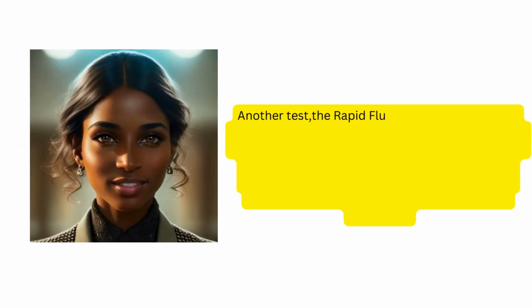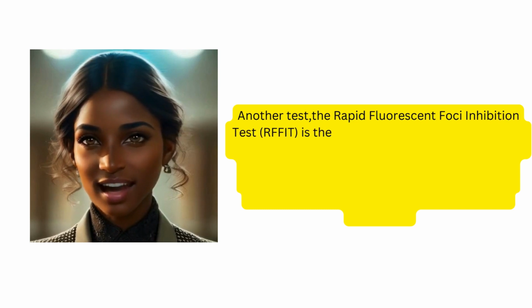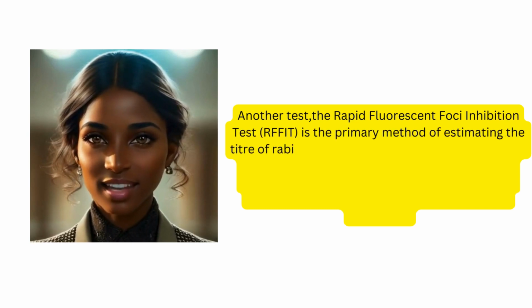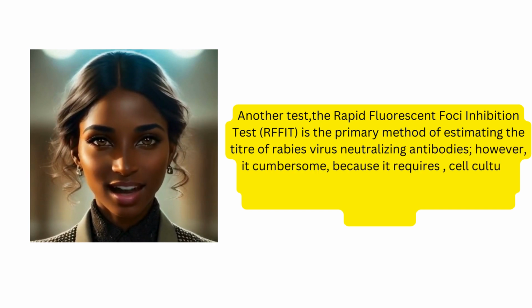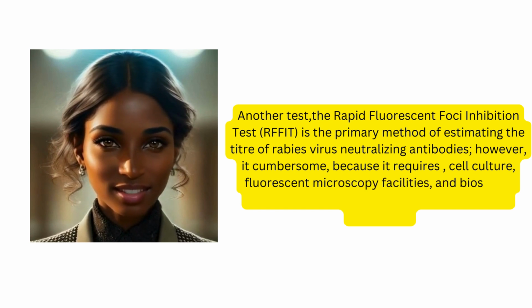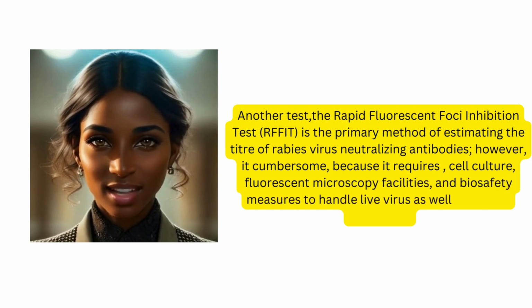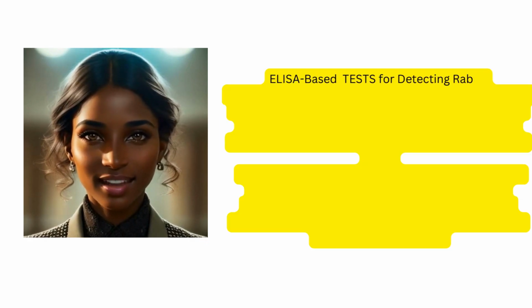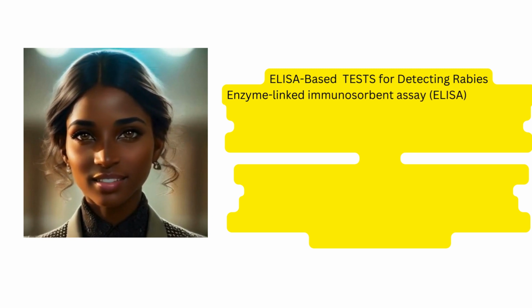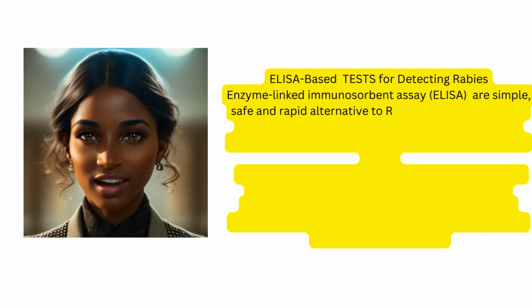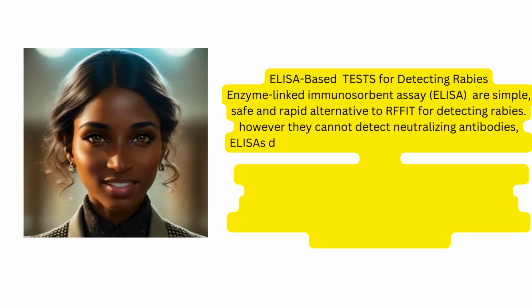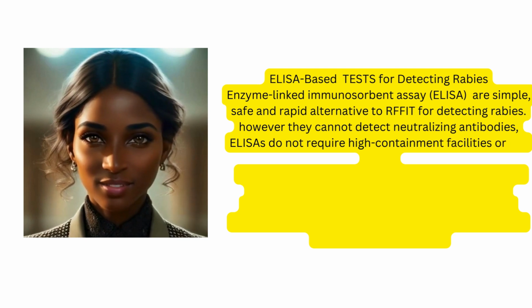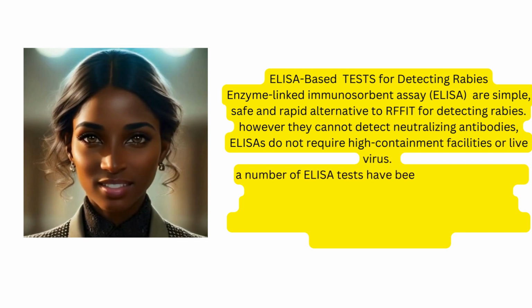Another test, the Rapid Fluorescent Focus Inhibition Test, RFFIT, is the primary method of estimating the titer of rabies virus neutralizing antibodies. However, it's cumbersome because it requires cell culture, fluorescent microscopy facilities, and biosafety measures to handle live virus, as well as trained personnel. ELISA-based tests for detecting rabies, enzyme-linked immunosorbent assay, ELISA, are simple, safe, and rapid alternatives to RFFIT for detecting rabies. However, they cannot detect neutralizing antibodies. ELISAs do not require high-containment facilities or live virus. A number of ELISA tests have been developed.